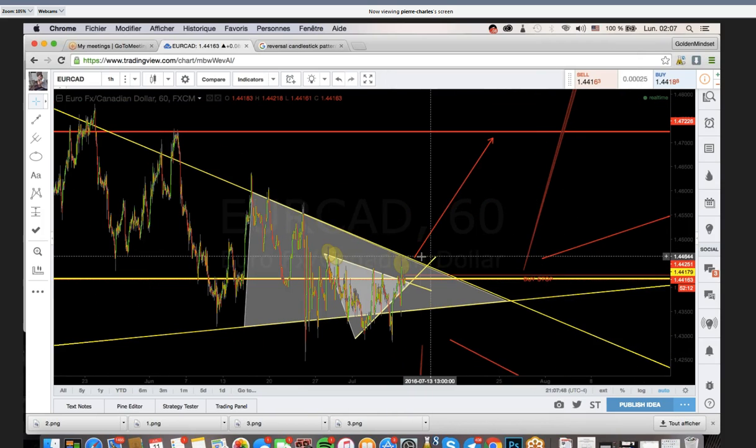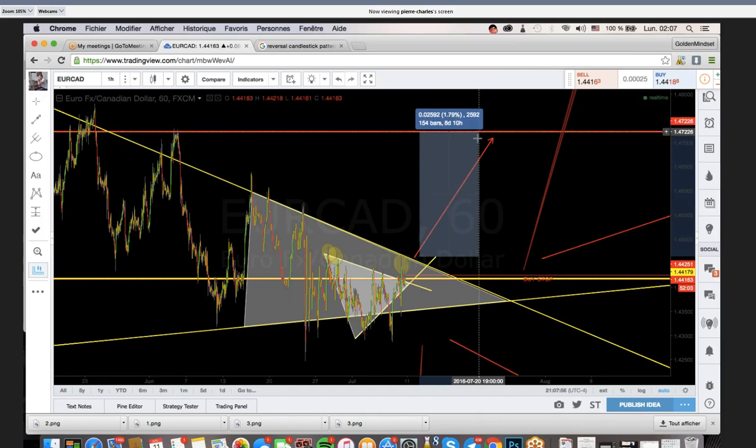Why? Because we're expecting USD CAD to break up, and 80% of the time they follow the same path. Plus, we're expecting 300 pips up on USD CAD, and if you calculate from there to there, it's 257 pips up. So this will be my major target.